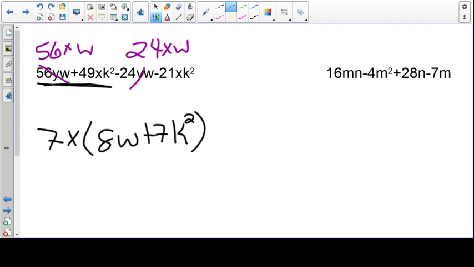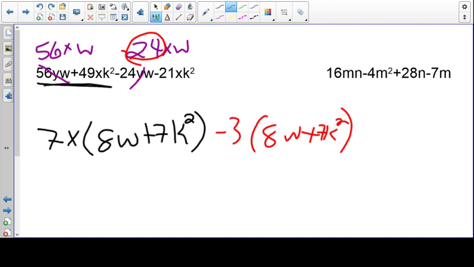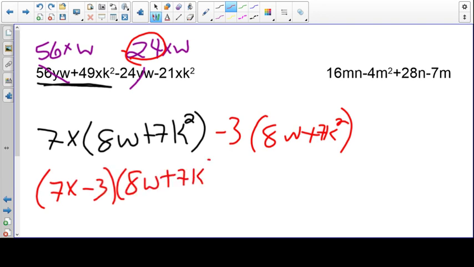Leave a little space, and I want to get the 8w plus 7k squared again. What did I divide negative 24 by to get to 8? Negative 3. So I have 7x minus 3 times 8w plus 7k squared.